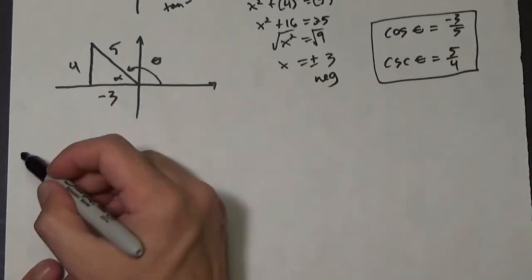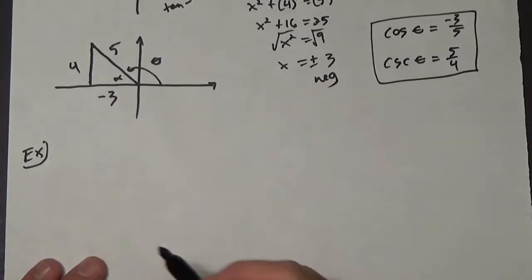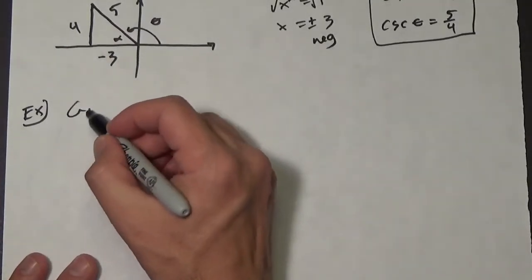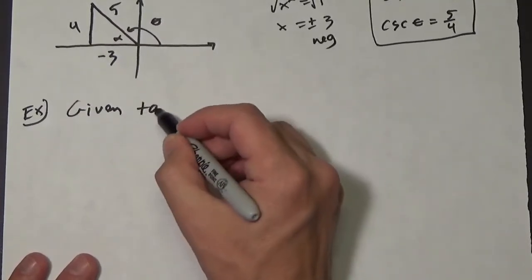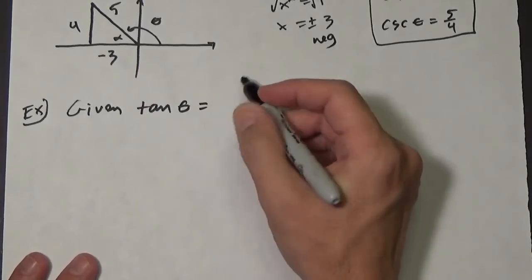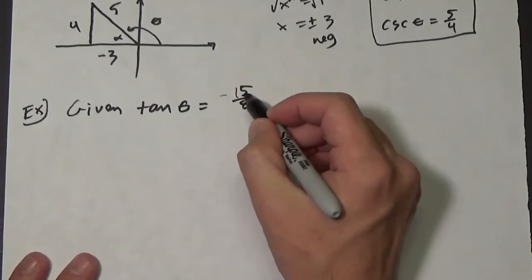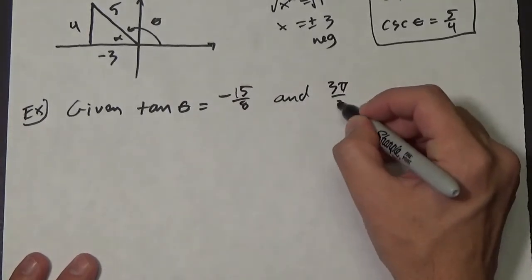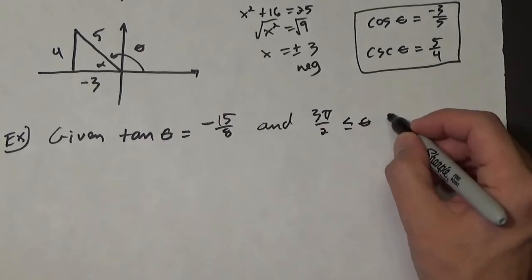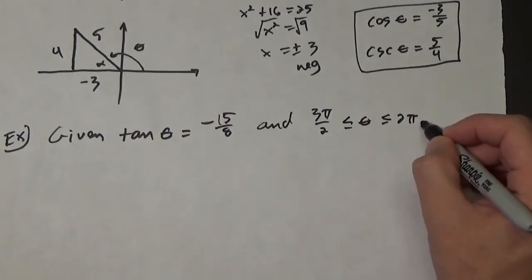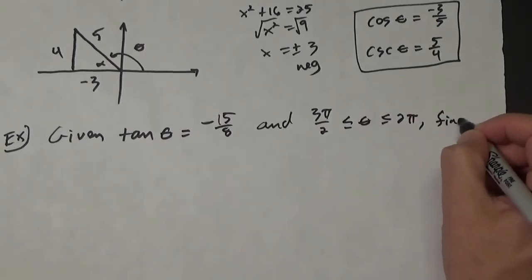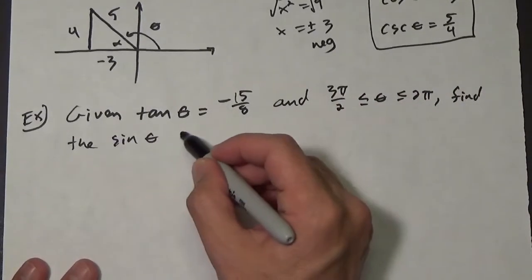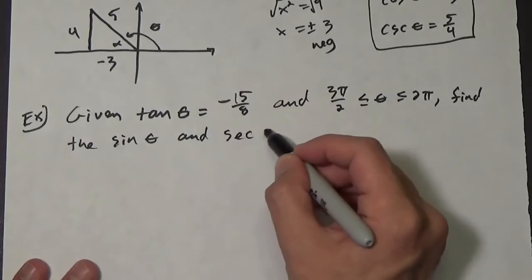Let's try another one of these. Let's say we are given that the tangent of theta equals negative 15 over 8, and 3 pi over 2 is less than or equal to theta, which is less than or equal to 2 pi. Find the sine of theta and the secant of theta.